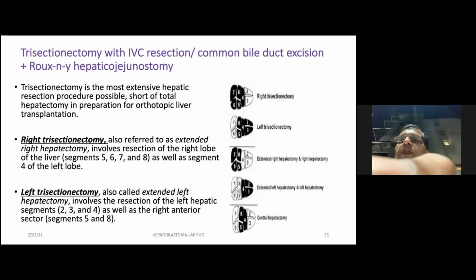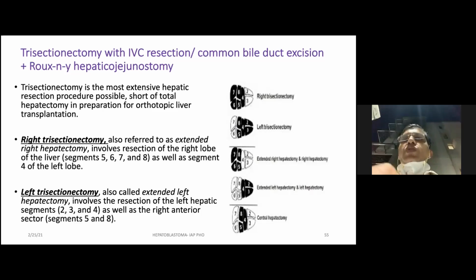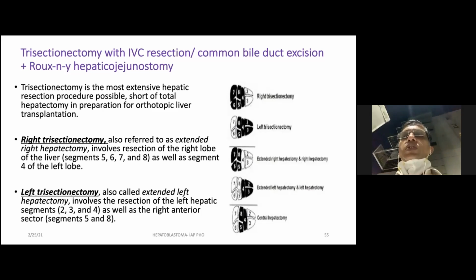Like in right hepatectomy, you remove lobe 4 of the left lobe, and in left hepatectomy, you remove part of the anterior lobe of the right side, that is 5 and 8. So extended hepatectomy is called trisectionectomy. And when it is involving the IVC, then you resect the IVC and try to repair it, and you do a bile duct reconstruction with a Roux-en-Y hepaticojejunostomy.